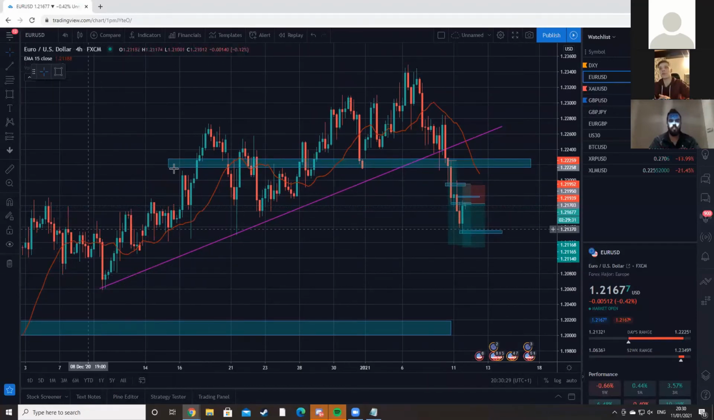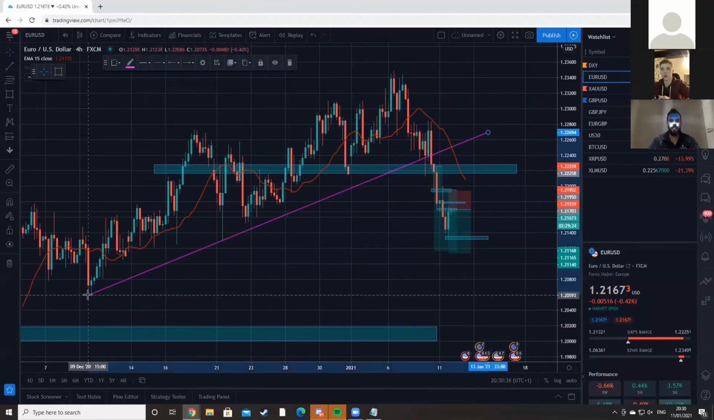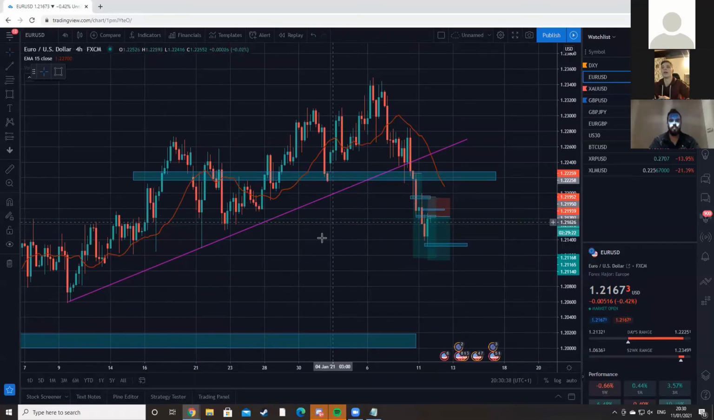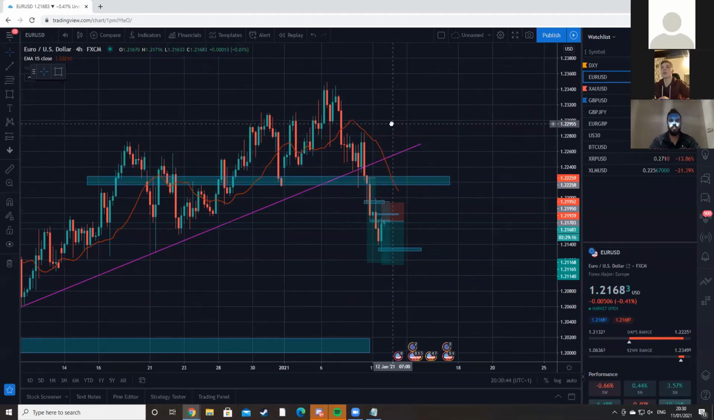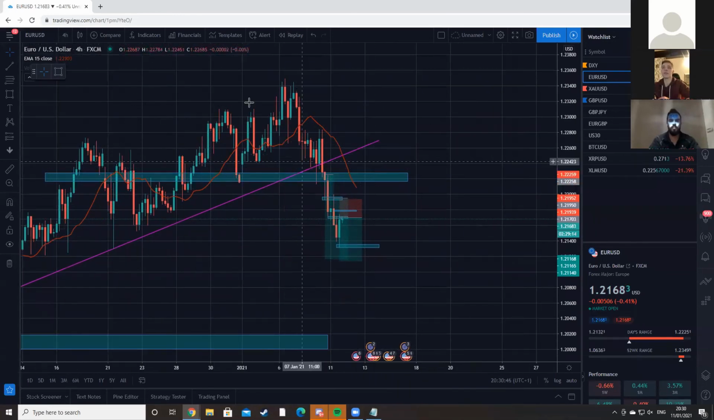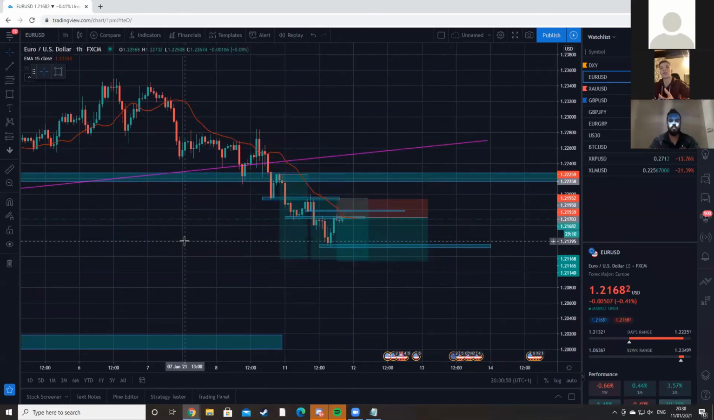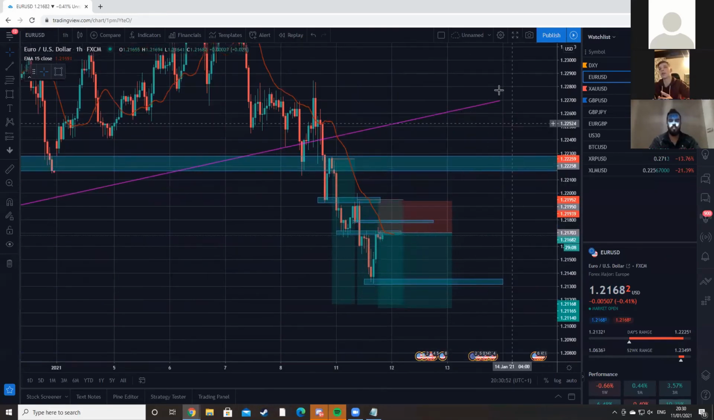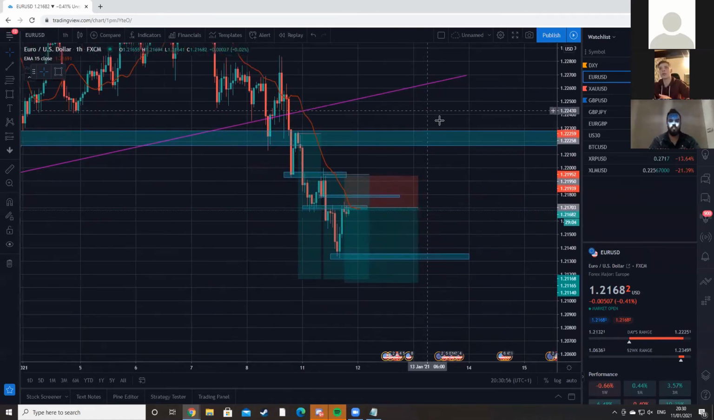As you can see on the EURUSD, we were in a nice uptrending market. So I always draw my trend line, and after our third touch on our trend line, we see that we break our trend line. That's the time where I go to the 1 hour to find some kind of entries on the pullbacks.